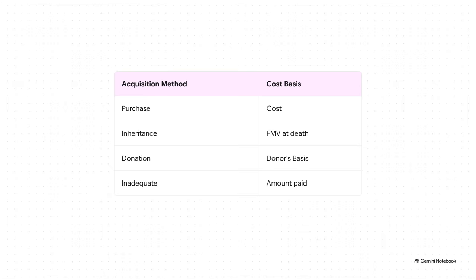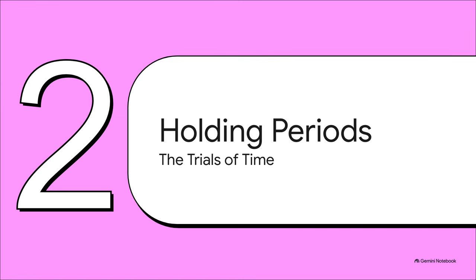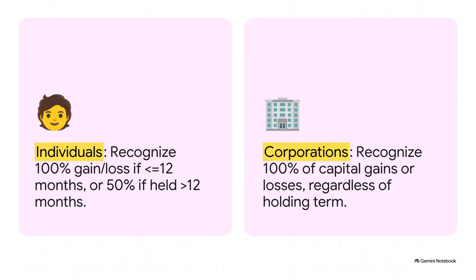Moving into Section 2, holding periods and capital losses, or the trials of time. Our asset is alive, classified, and facing market fluctuations. And this is where the rules bend, depending on exactly who owns it. Look at this ultimate nerf the tax code places on corporations. If an individual taxpayer holds a capital asset for more than 12 months, they get this massive 50% discount on recognizing that long-term gain or loss.